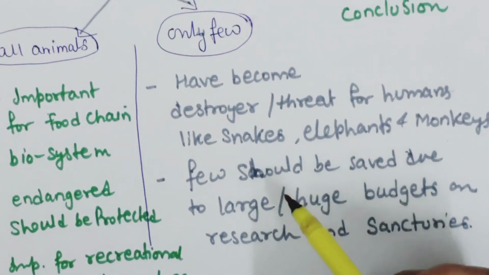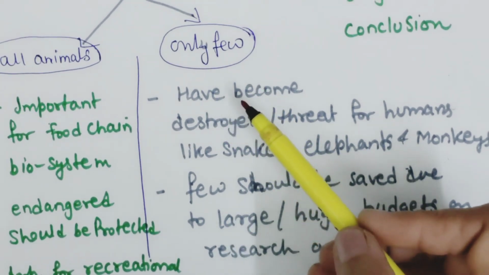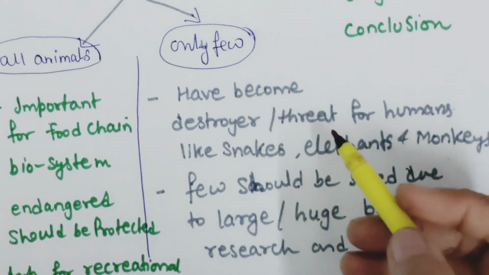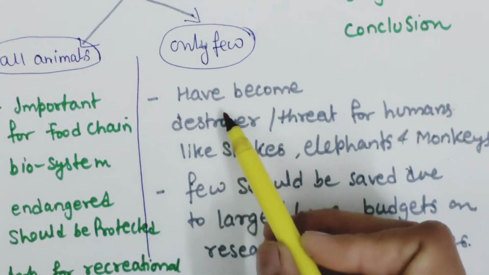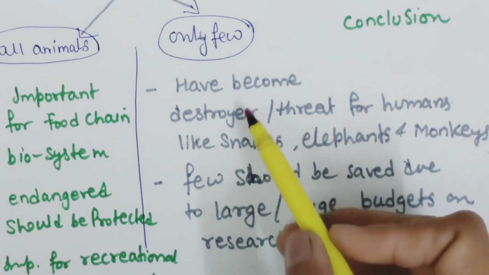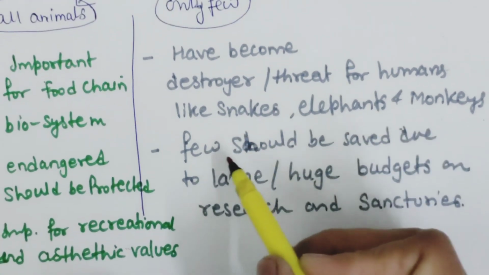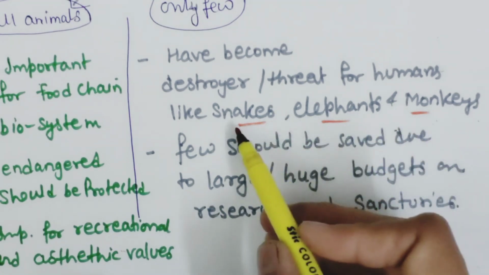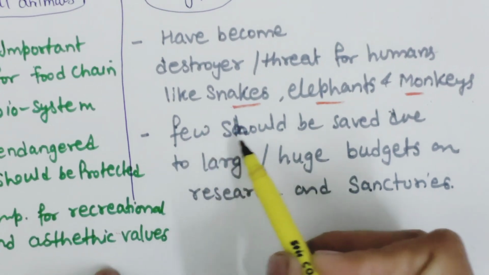The second point of view: those who are saying only few animals should be selected want to save domestic animals and some other unharmful animals. They have their own reason, because nowadays some animals have become a threat for human beings, like snakes, elephants and monkeys. We will discuss the whole points why they have become a menace for human beings. So few should be saved.